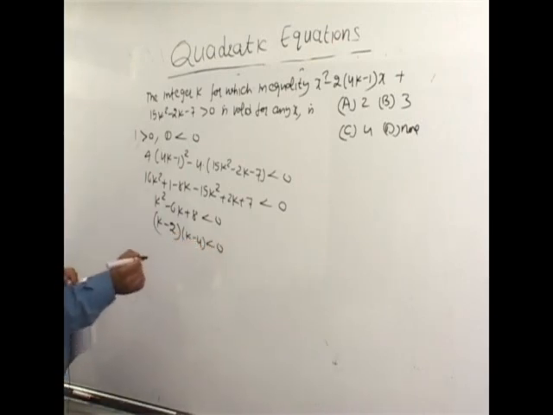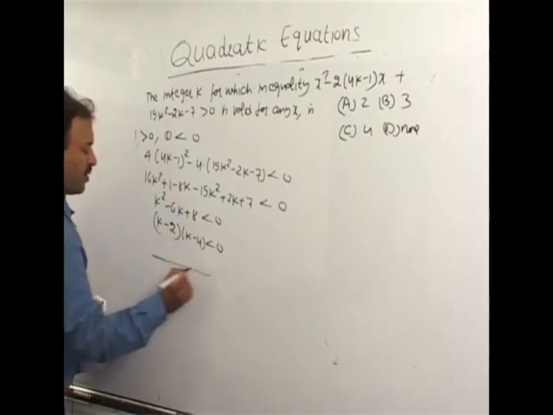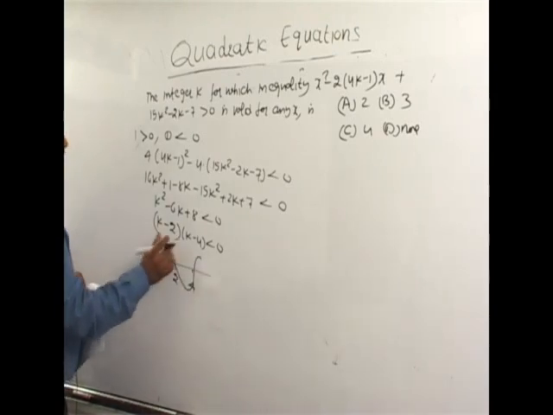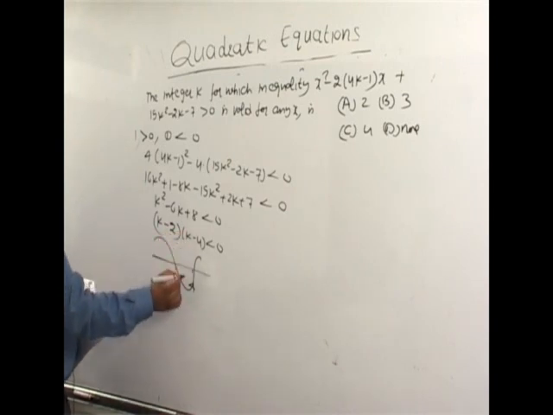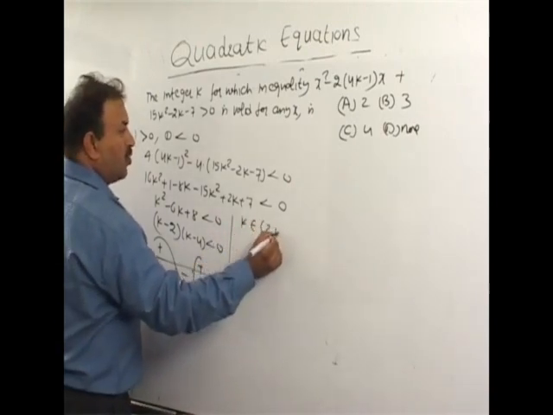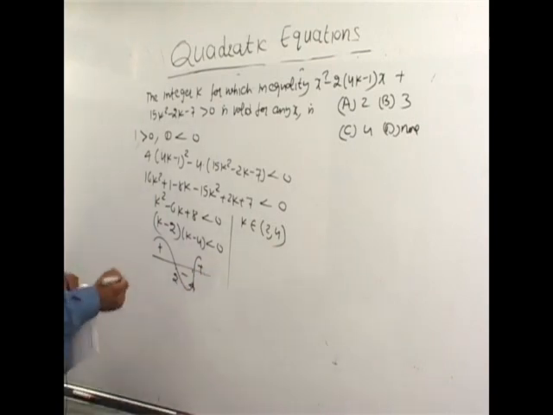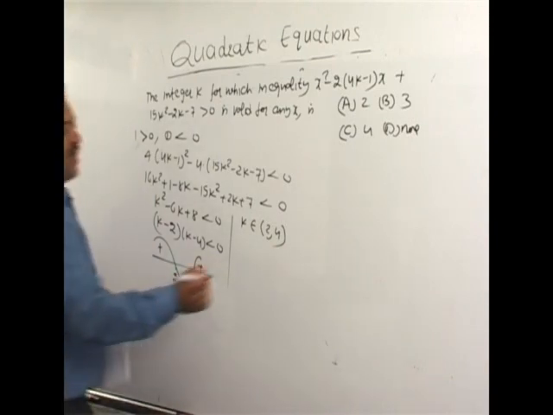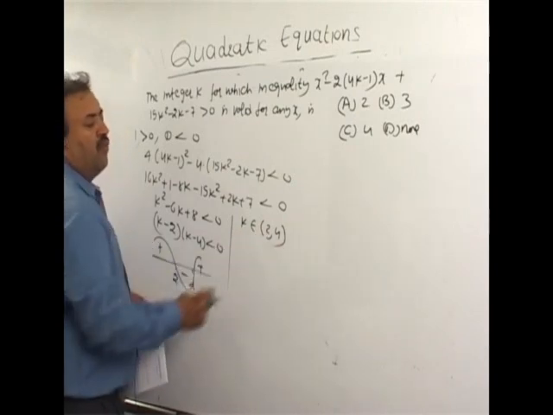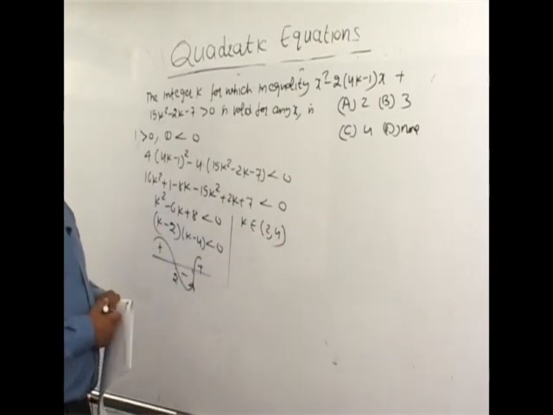Now we draw the number line, and we have to see where this expression is negative. It will be positive, negative, positive. The value of k will be, k belongs to 2 comma 4. This is the result we got: k belongs to 2 and 4, with 2 in an open interval and 4 in an open interval.